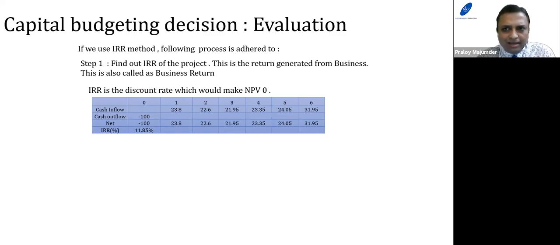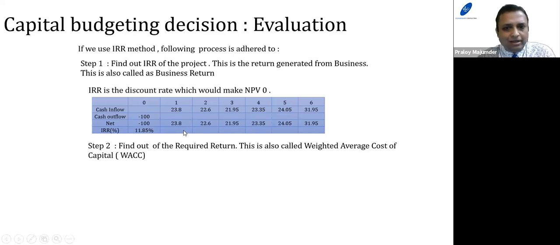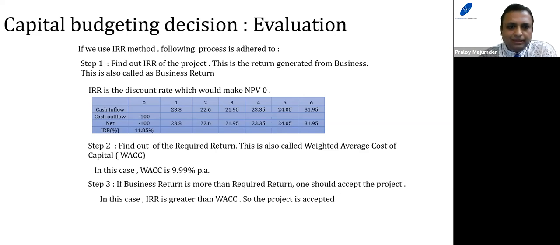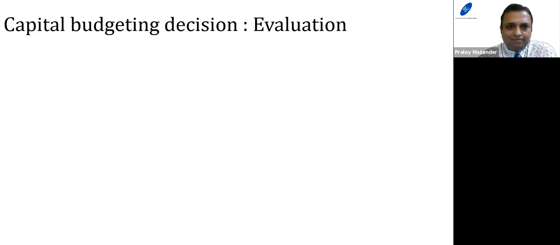Next, should I accept it? Find out the required return. This is called weighted average cost of capital. Now, as we know how to calculate weighted average cost of capital, in this case, the weighted average cost of capital is 9.99% per annum. Since it is 9.99% per annum, in this case, business return is more than the required return, so one should accept the project. So if IRR is greater than weighted average cost of capital, then one should accept the project. In this case, IRR is greater than weighted average cost of capital, so the project is accepted.